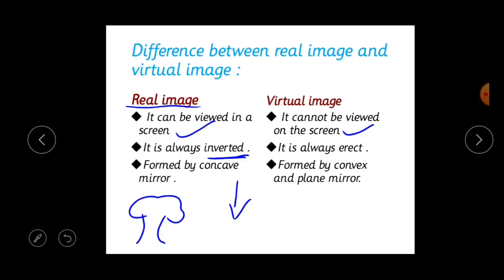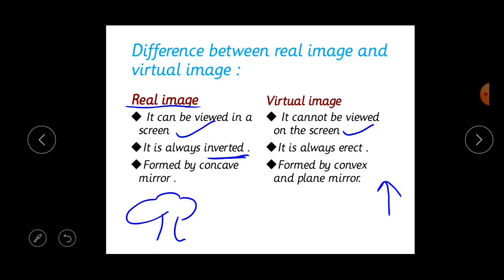The inverted image of this tree will be like this. Okay, it is upside down. This is inverted. So the real images are always inverted like this. These are the inverted. Whereas the virtual images are always erect. Erect is nothing but what? It is upright like this. Suppose this is a tree. So the erect image of this tree will be like this only. There is no difference.